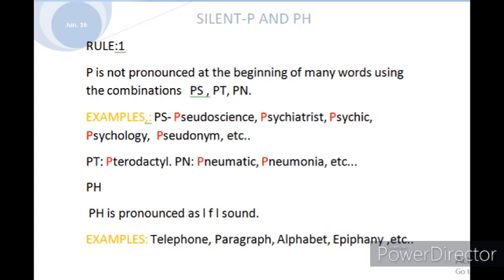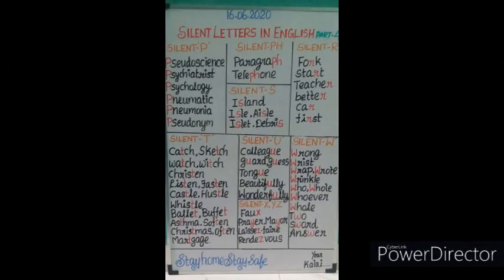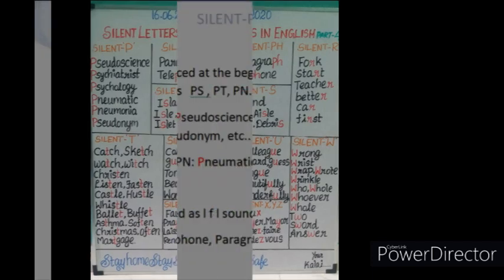Okay friends. Here there are some common random words with silent P also. We'll see them quickly. Cup, cupboard, raspberry, recipe, etc. Okay friends, we'll move to the board. The same words I have written there also. Pseudoscience, psychiatrist, psychology, pneumatic, pneumonia, then pseudonym.